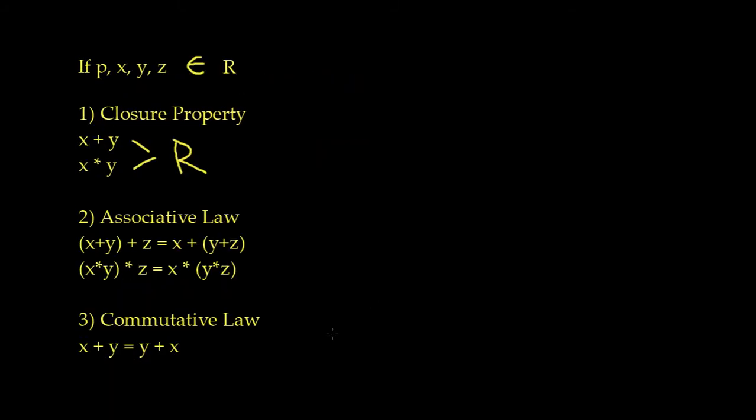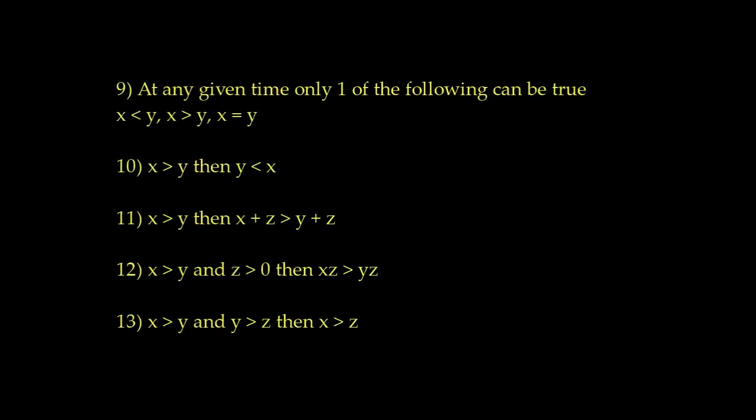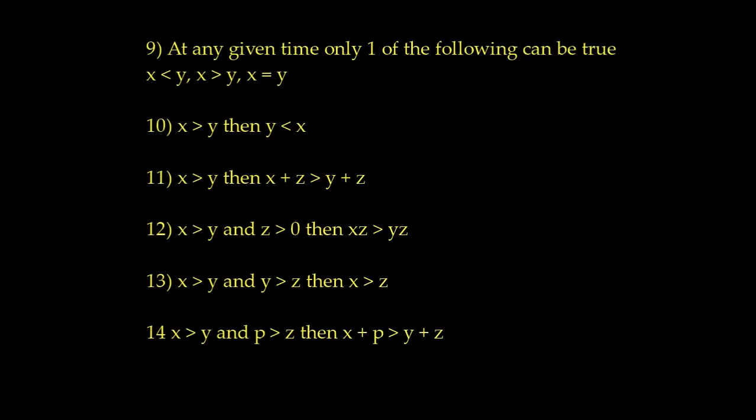After that, we have the other rules. Now these are for the number line and how it will work. The first one says that at any given time, one of the following can be true. If I have two real numbers, only one of these can be true: x could be greater than y, x could be less than y, or x could be equal to y.